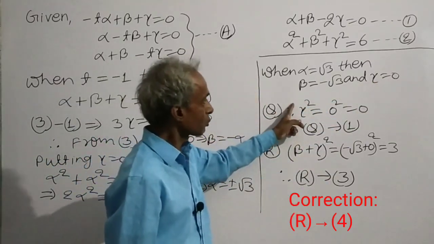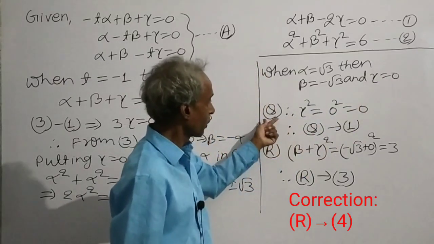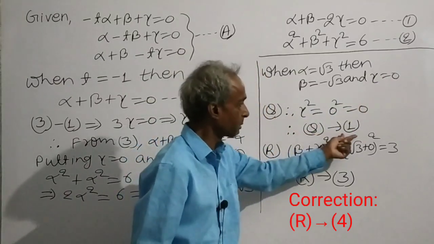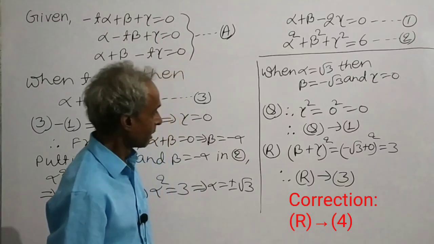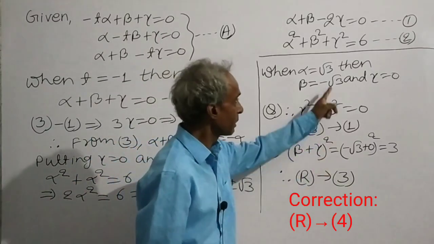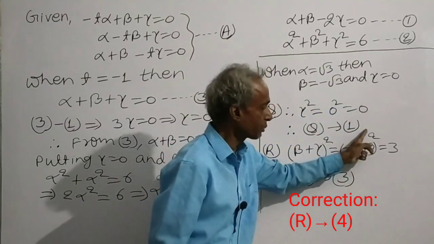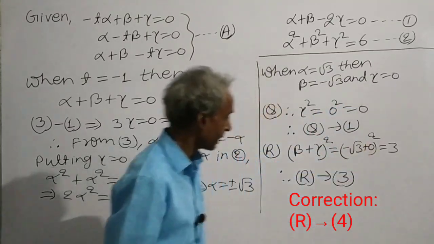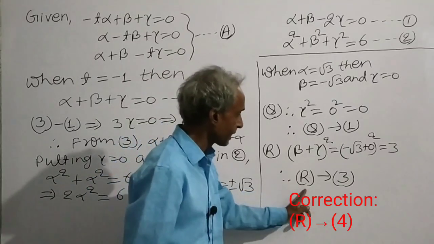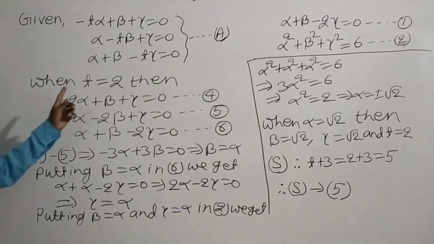Now gamma square will be equal to 0 square. Therefore entry Q should be matched with entry 1. Beta plus gamma square will be equal to minus root 3 plus 0 square, that is equal to 3. Therefore entry R should be matched with entry 3.